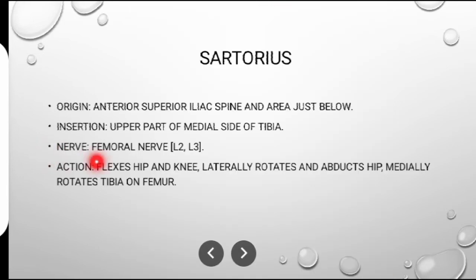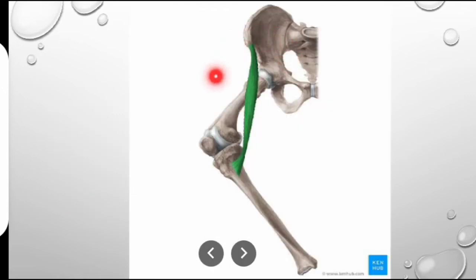Nerve supply: femoral nerve. Action: involved in hip flexion and knee flexion, laterally rotates and abducts the hip, and medially rotates the tibia on the femur. The muscle in green is sartorius muscle.